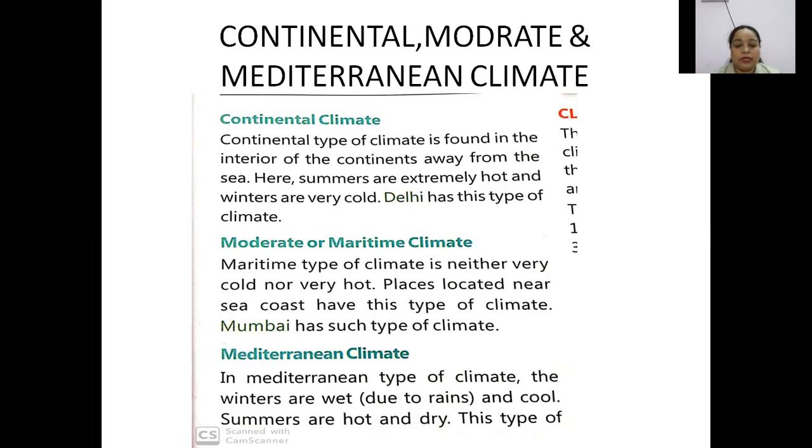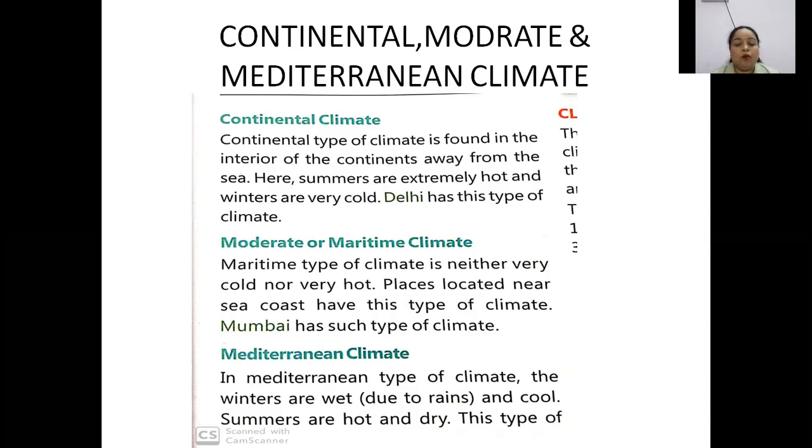Like you can say, Delhi. Delhi has this type of climate. When you have visited Delhi, you have seen that in Delhi there are extreme cold winters and extreme hot summers. Why? Because there is no influence of the sea; in Delhi there is no sea, so it has an extreme type of climate. It is located in the heart of the country, that is why there is no influence of the sea.